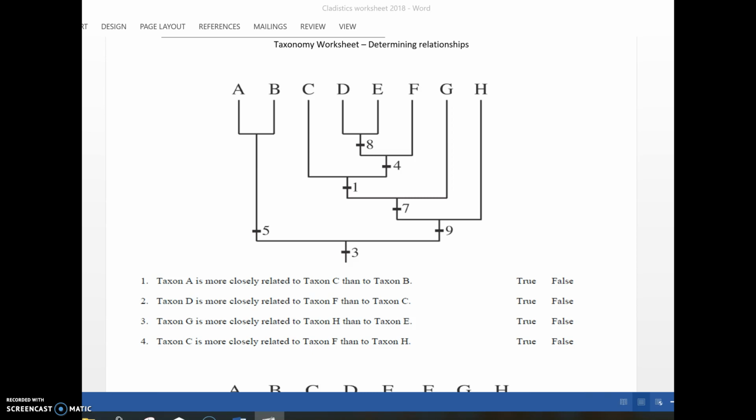The last one, C is more closely related to F than H. So we take C all the way back. We take F all the way up. Well, here we go. So F, it hits at 1. And then H, color here, and H hits back at 9. So is C more closely related to F? Yes, it is. So that would be true. So those answers should have been, let's see, false, true, just a heads up on that.